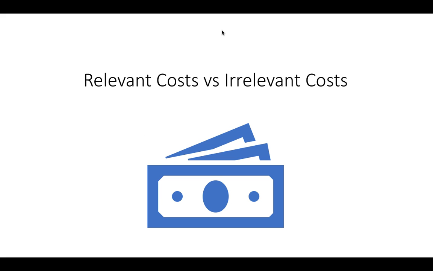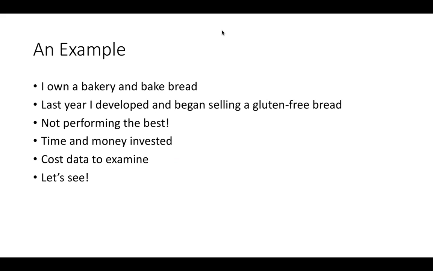Relevant costs are costs that change with each decision you make. The reverse are irrelevant costs, or sunk costs. For the purpose of this lesson, in the example, I own a bakery and bake bread. I launched a new product last year, gluten-free bread.